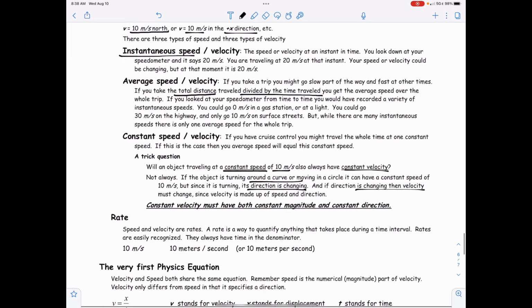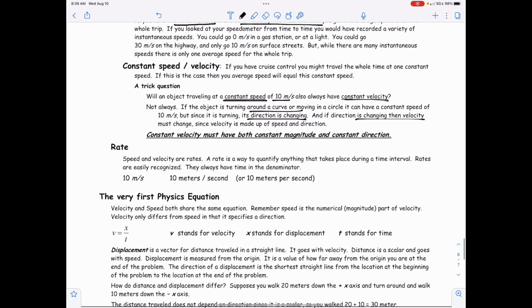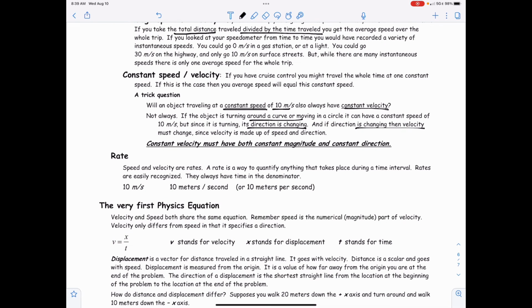Okay, so rate, speed, and velocity are rates. A rate is a way of quantifying anything that takes place during a time interval, and we'll see that pop up. Okay, rates are easily recognized. They always have time in the denominator. We're going to see various rates pop up this year. So anything per unit time is considered a rate.